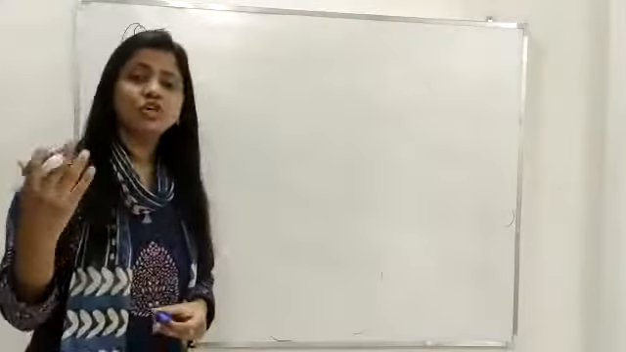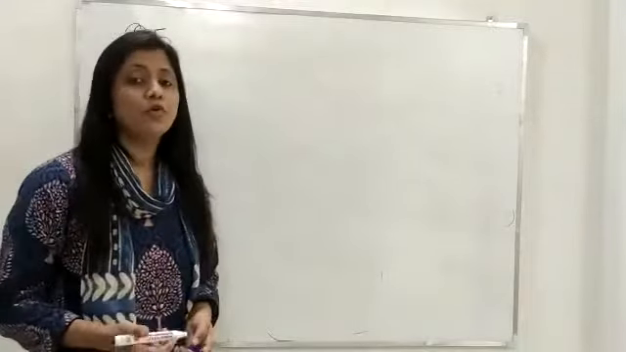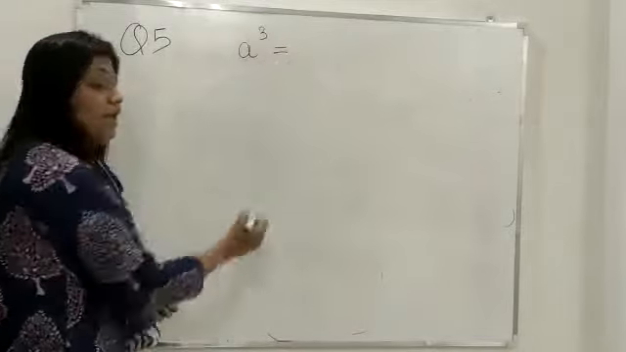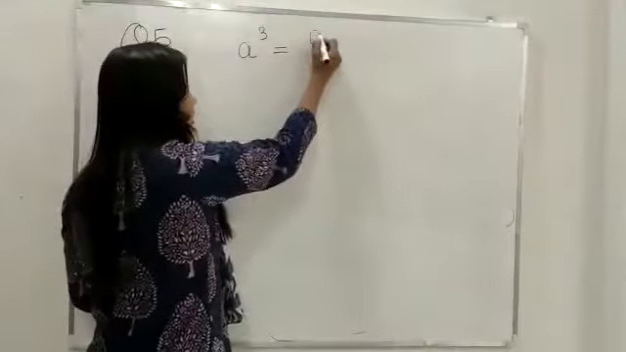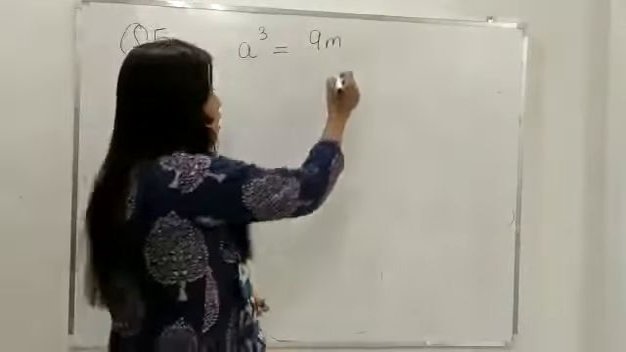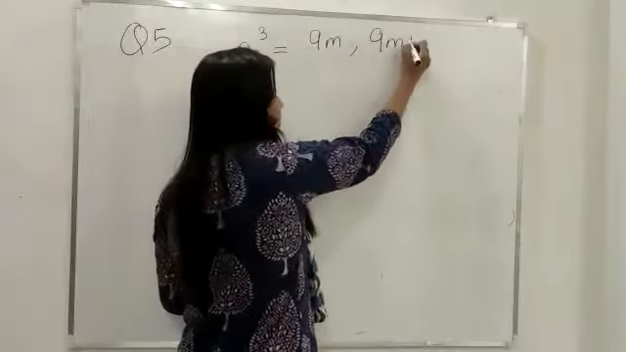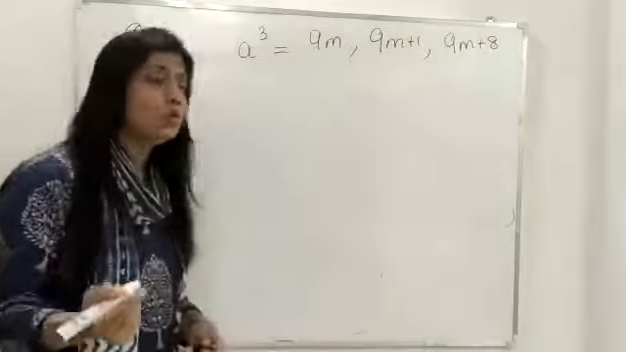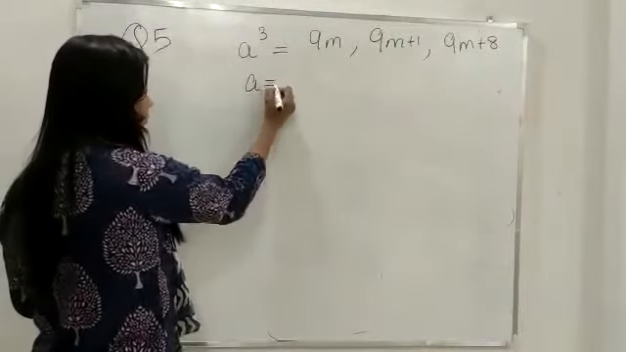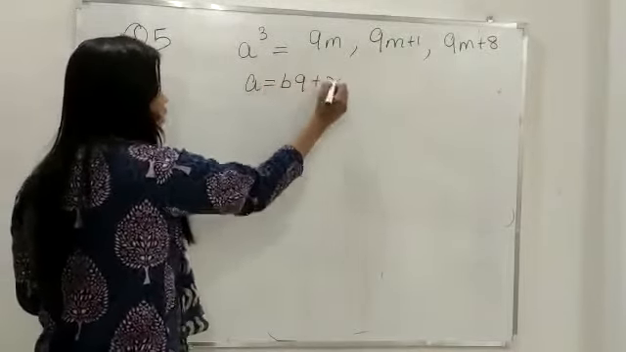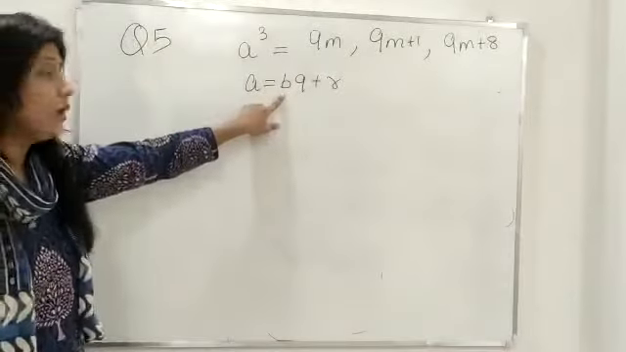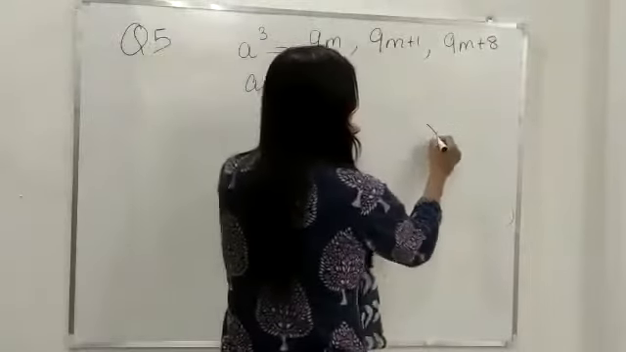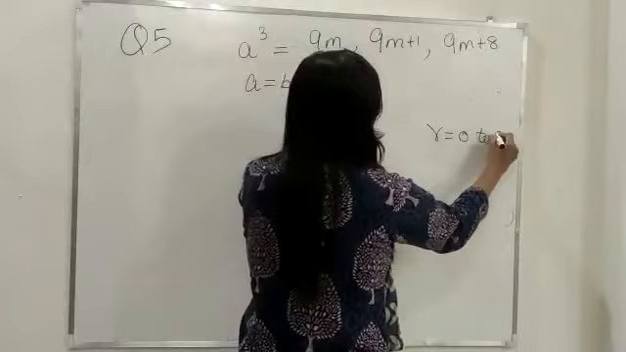Now, the last question for today is, you have to prove that the cube of any positive integer is of the form 9m or 9m plus 1, or it can be 9m plus 8. You will again use Euclid division algorithm. So first of all, you will put a value of b. You can put it as 9, but if you put it as 9, the remainder will be from 0 to 8. It will be a very long process.